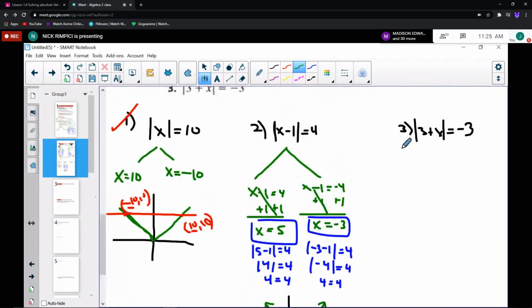All right, really quick, number 3. What should we do for that? This is actually the easiest one up here. Anybody? What does somebody think I should do for 3?